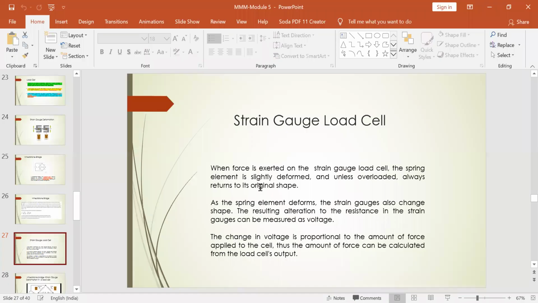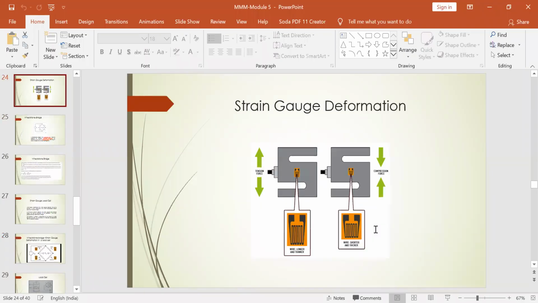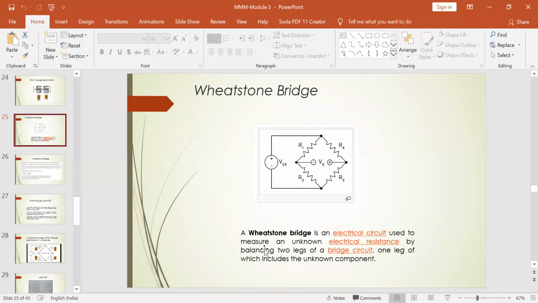Now we have to relate that to our load cell. In a load cell, the resistors will be replaced by the strain gauges and arranged in alternating tension and compression formation, because I told you the strain gauges will show tension deformation as well as compression deformation, where there will be a longer and thinner wire here and a shorter and thicker wire here due to the compressive force and the tensional force.